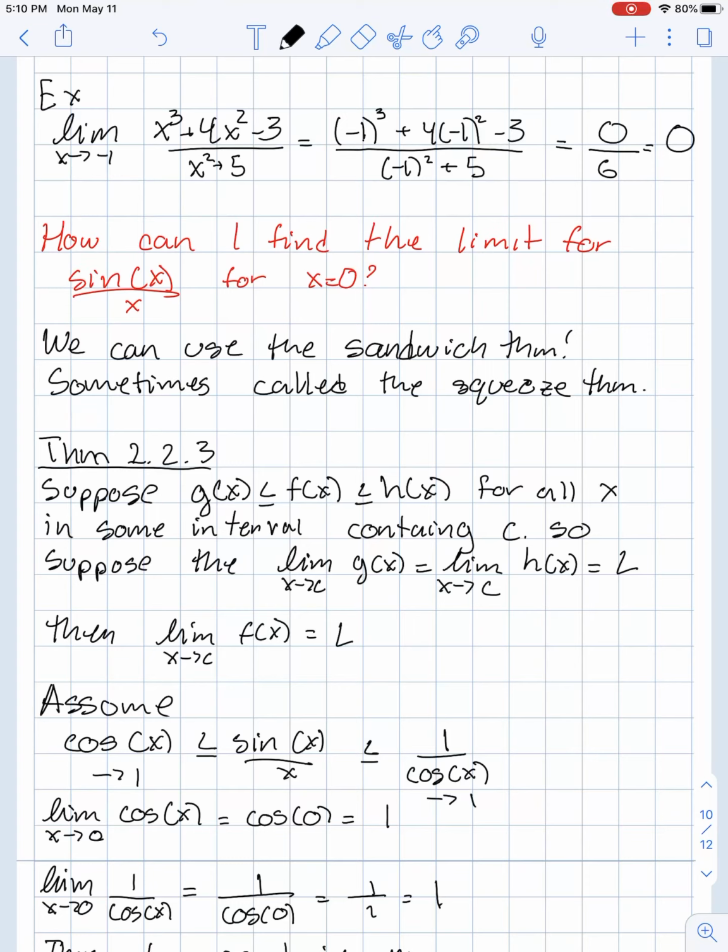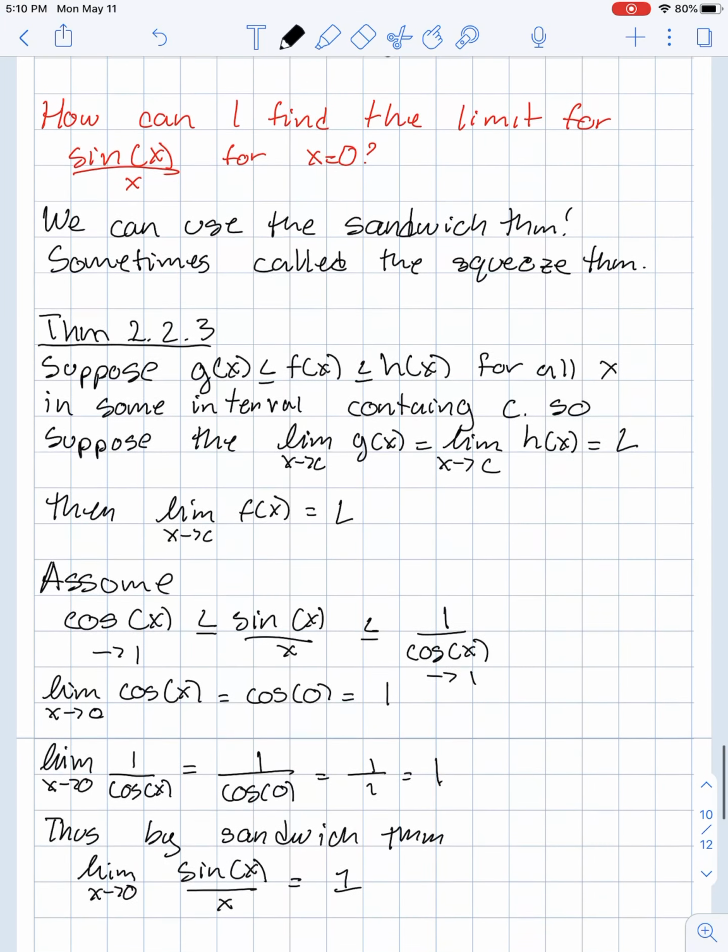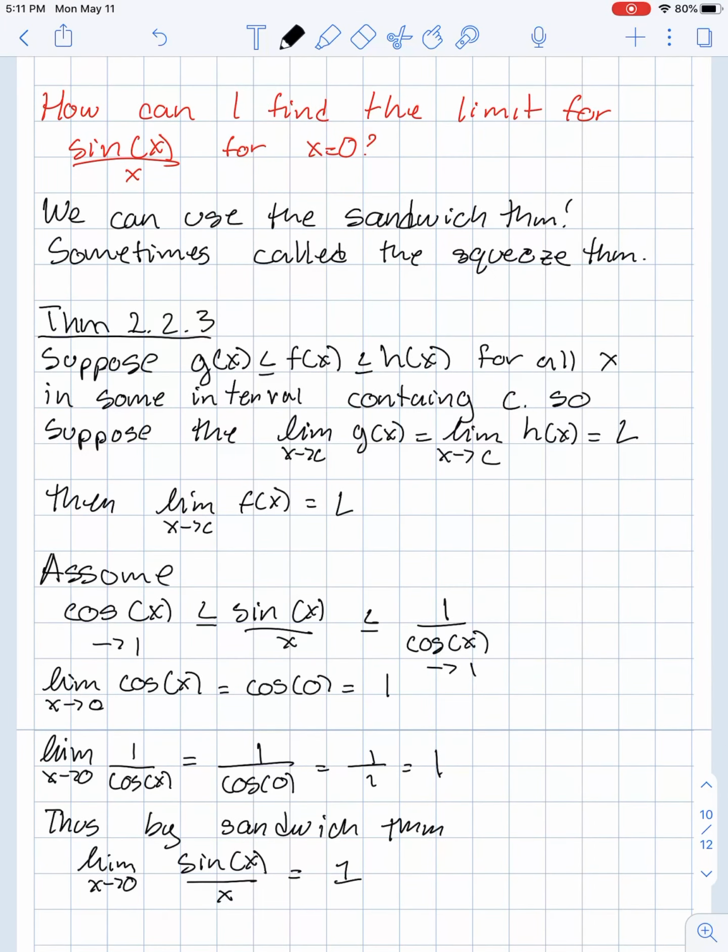So perfect. My two pieces of bread, their limits are equal to 1. So for the limit of the peanut butter in the middle, I can say by the sandwich theorem, the limit as x approaches 0 of sine of x divided by x is 1. So this is a really useful limit, and you will use it a lot in this chapter, not only just with the sandwich theorem.